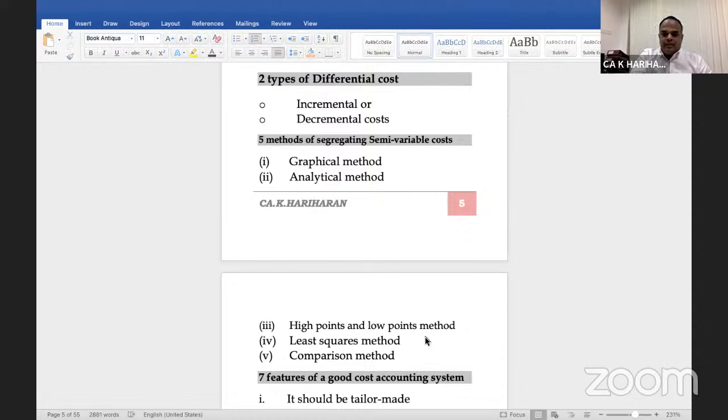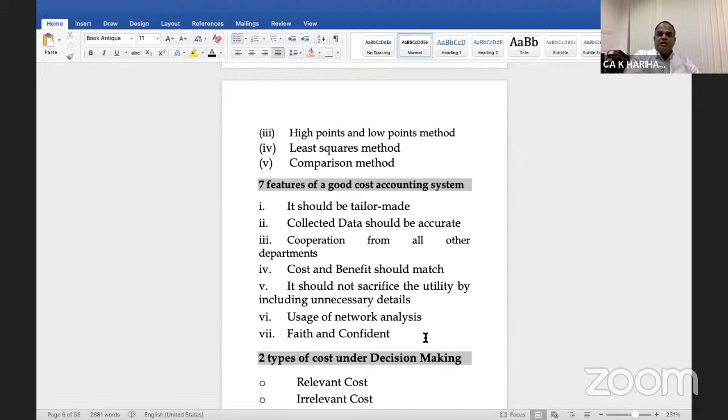Features of a good cost accounting system. Next important question, features. It should be tailor-made. What is called tailor-made? One is called a ready-made system, another is called a tailor-made system. Ready-made is normal terminology: I go to a shop and purchase a shirt, and depending on whether my size is comfortable or not, I buy. That is ready-made. Tailor-made means I go to a shop to purchase only the material, and depending upon my requirement, it is stitched. Then it is called tailor-made.